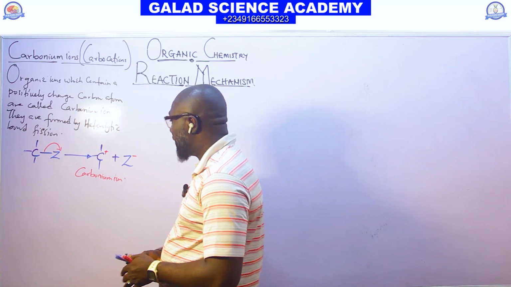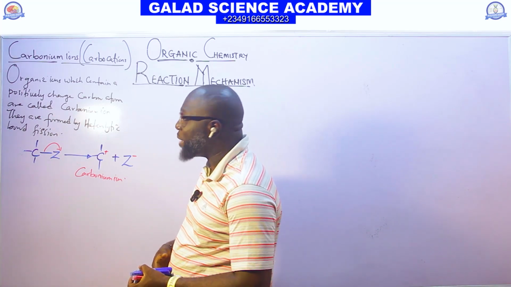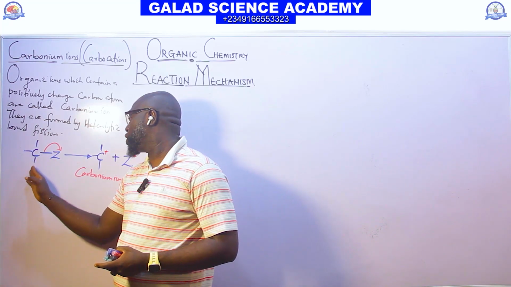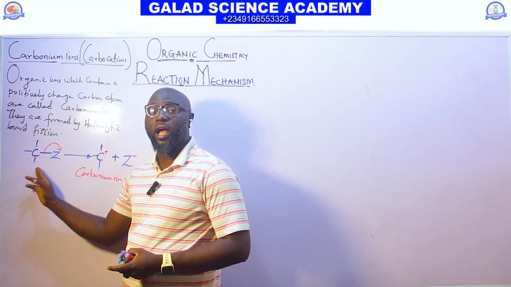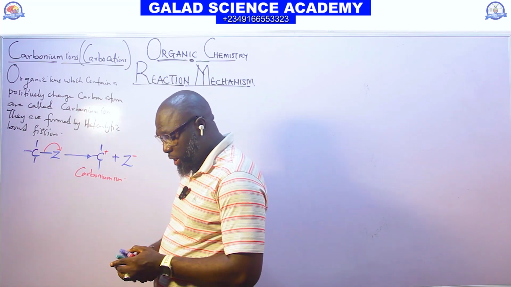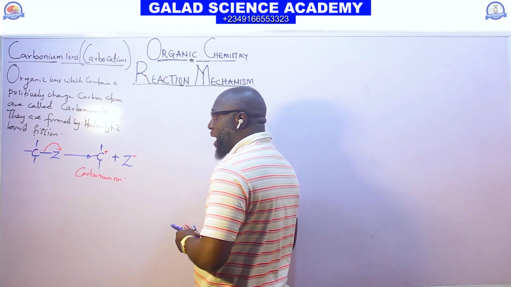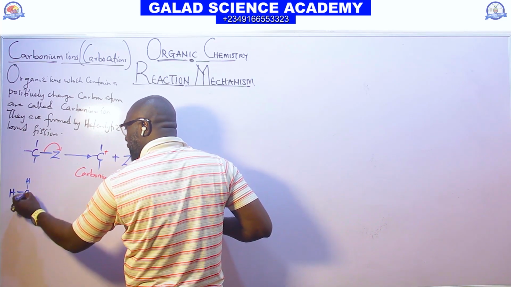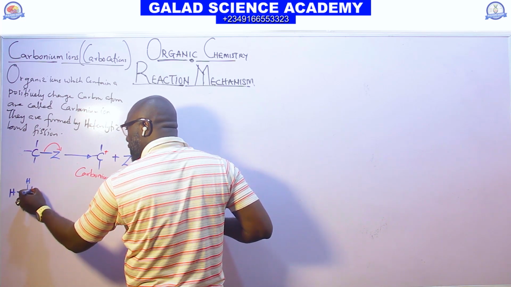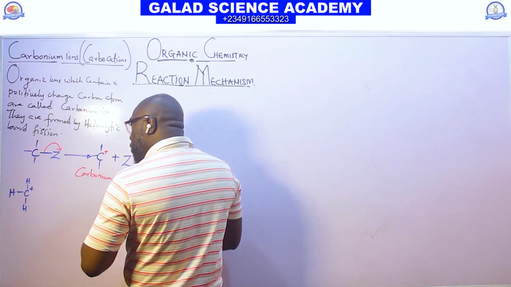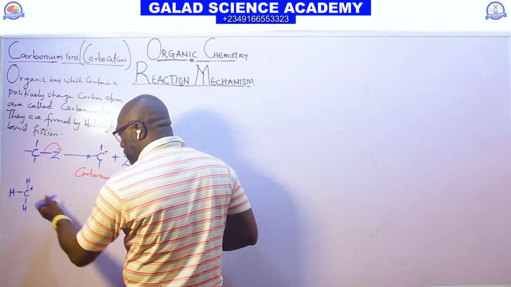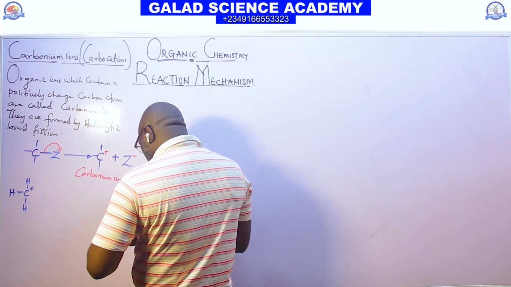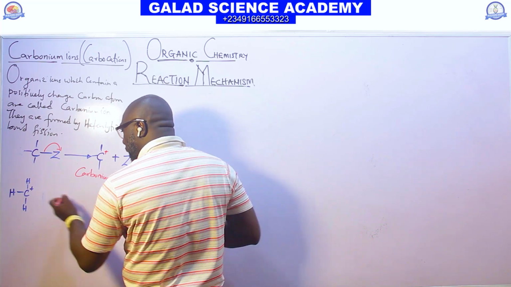And this carbonium ion can be named based on the number of carbon atoms that attach to this functional group carbon. Take for instance, assume I have a CH3 with H like this. What do I call this? You call it methyl carbonium ion.